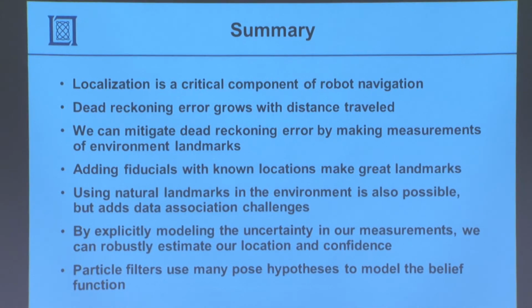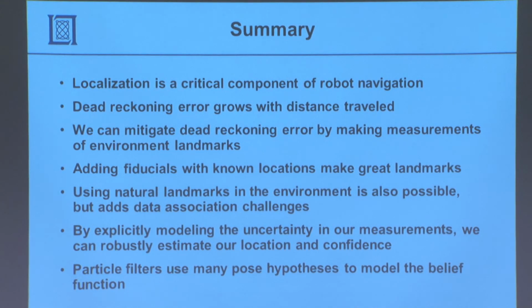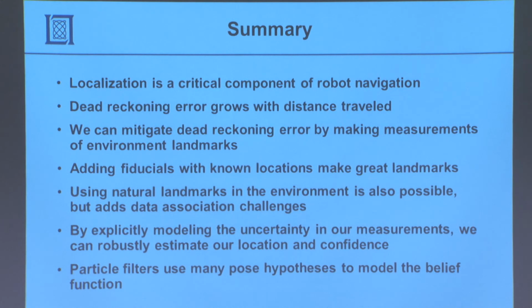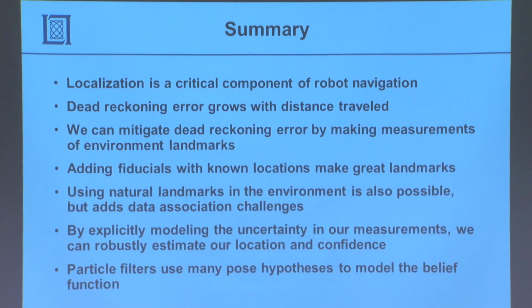So localization is a very important part of robot navigation. It tells your robot where it is in the environment. That's critical for being able to do those tasks of figuring out how you get from A to B, as well as how you navigate safely. We can use dead reckoning, but dead reckoning errors build up as a function of time. By observing landmarks in the environment, we can mitigate that increase in error due to dead reckoning.